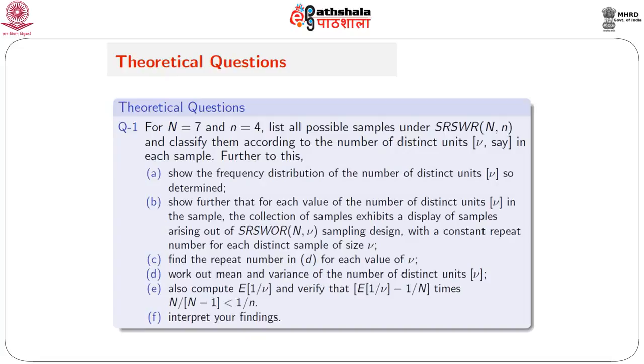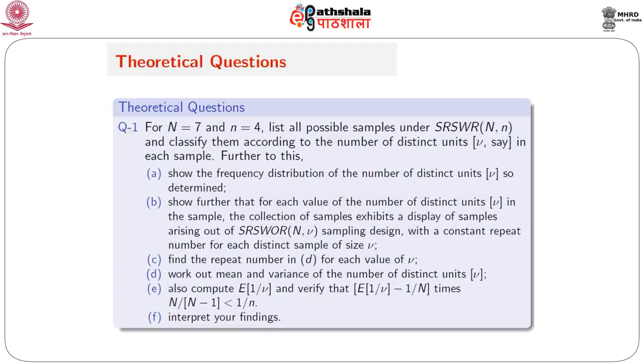And then, as you are supposed to classify them according to the value of nu, nu can be maximum of 4. Nu equal to 1 means all samples are the same thing. So it is 1, 1, 1, 1, 2, 2, 2, 2, 3, 3, 3, 3, like that, 7, 7, 7, 7. So there are 7 samples in the lot corresponding to nu equal to 1.